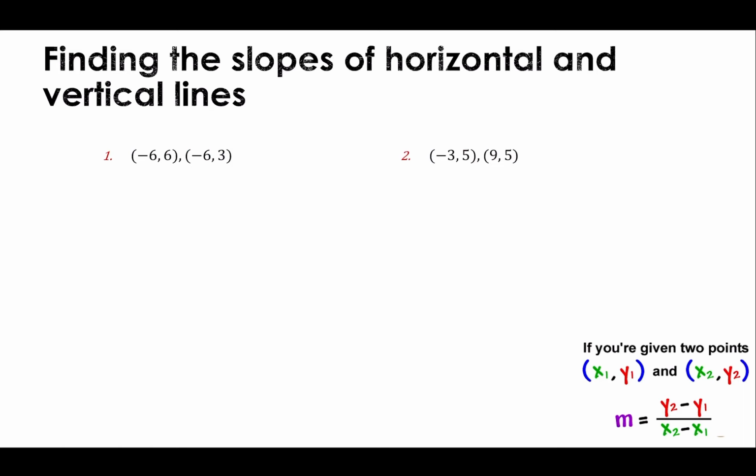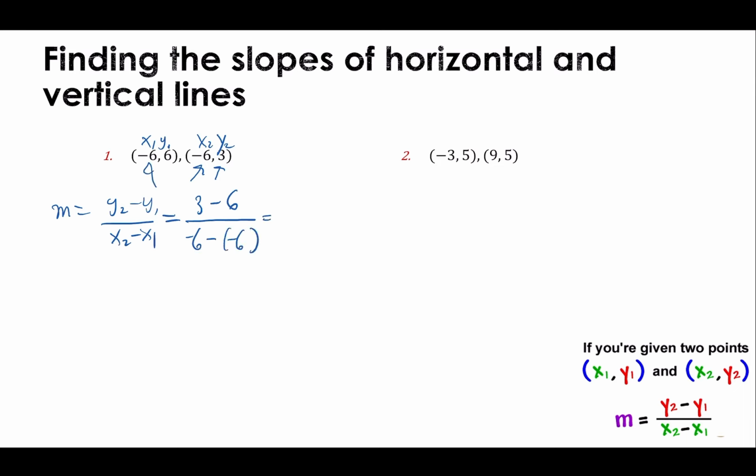So for this first one, I have (-6, 6) and then (-6, 3). I go ahead and label my x1, y1, and my x2, y2. This just helps me stay organized as we're learning here. I rewrite the equation for slope because if I do that a whole bunch of times, I'm not going to forget it. So I'm going to take 3 minus 6 over negative 6 minus a negative 6.